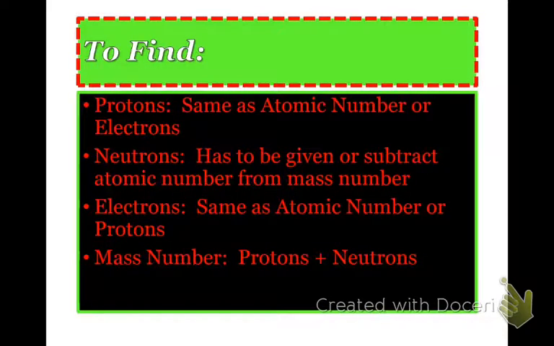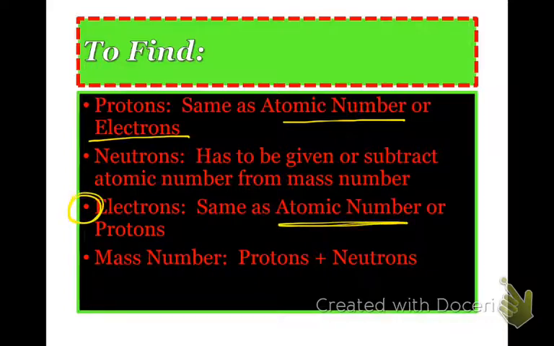Okay, so here are some helpful hints. To find the number of protons, it's exactly the same as your atomic number. Or if they give you the number of electrons, it's exactly the same. Electrons are the same as your atomic number or the number of protons. So protons and electrons are exactly the same.